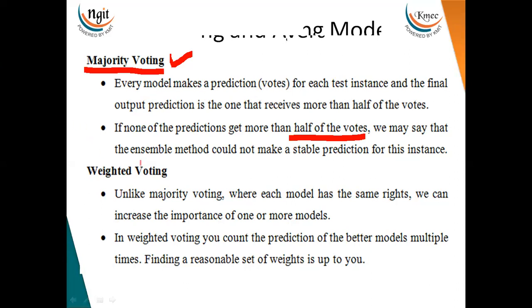Now what we are doing in weighted voting is that each vote is given importance. Each model is given importance. Based on that importance only, we will consider that model's prediction. The model with higher importance, that model's prediction will be considered.